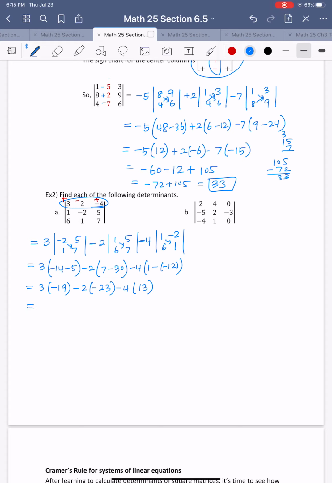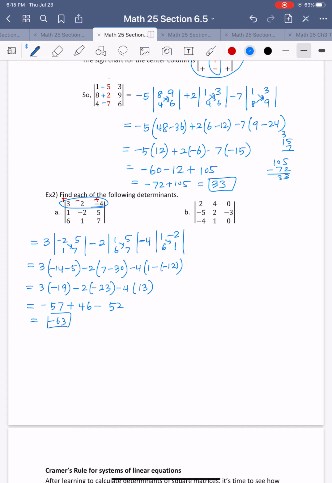So I have the calculations of the problem: I got negative 57 plus 46 minus 52. So I got negative 63.